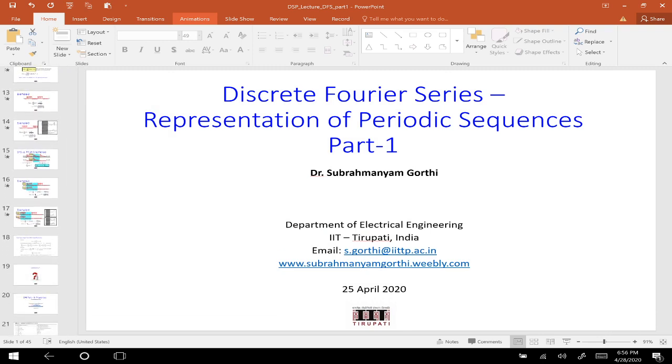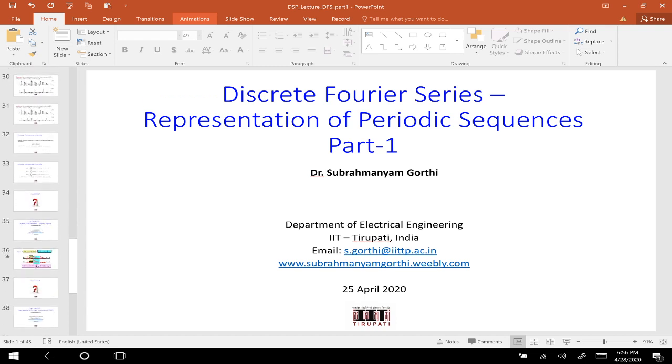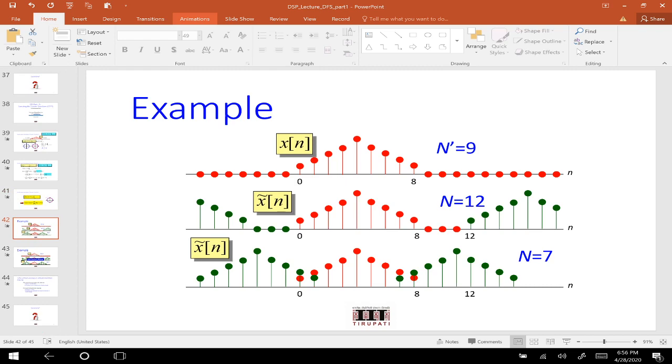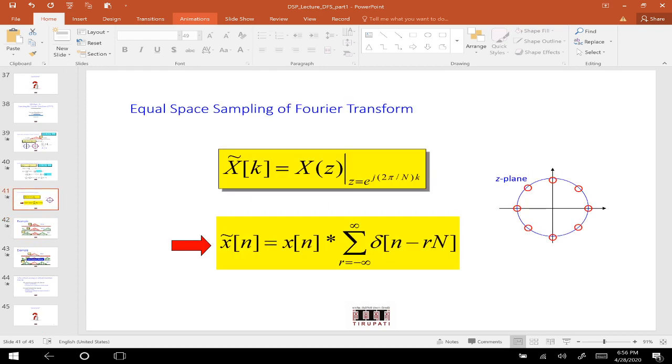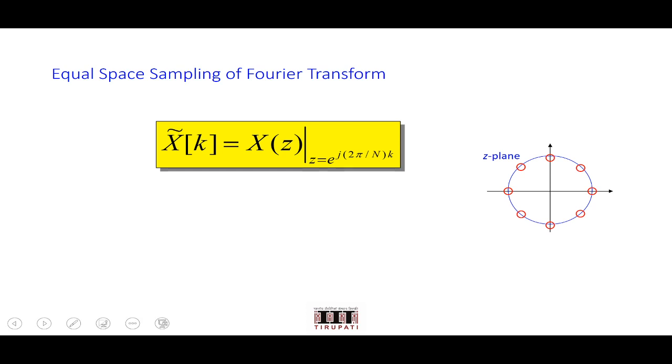Wait a minute. Let me open the corresponding material with some inferences of that. Okay, this is a good example of that. Let me start here. As far as this presentation is concerned, you created x tilde of k. This is the DFS of a function obtained by taking uniform samples on the complex exponential plane. That's how you started.